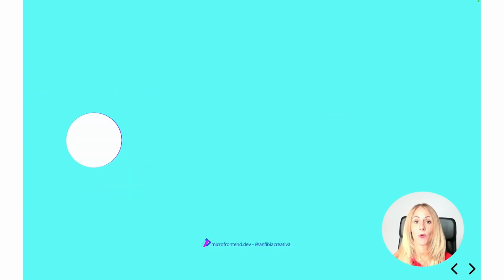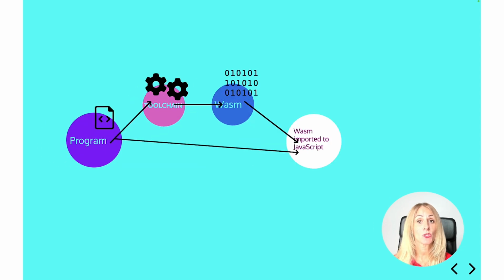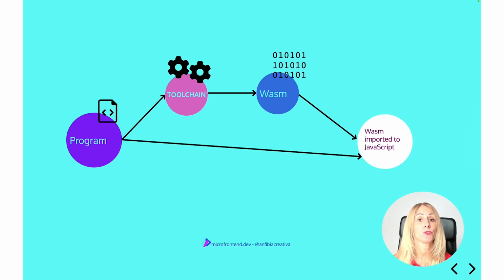Let's imagine we have a program in C, C++, Rust, or other language, and we want to compile it to WebAssembly. We use its corresponding toolchain or a set of developer tools and compilers, which will then emit that code as a core WebAssembly module with imports and exports. Then we can import it into our JavaScript application by using the WebAssembly JavaScript bindings or the JavaScript API.